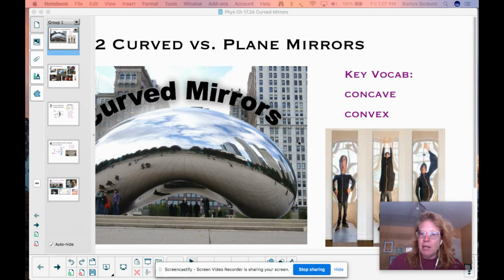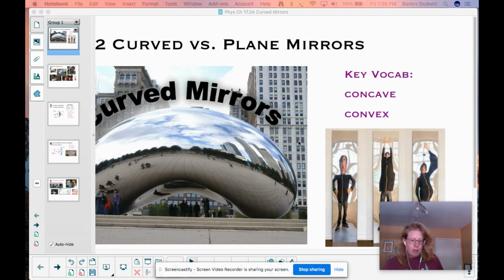So in this particular video, we're starting chapter 17.2. This is the part that has to do with curved mirrors. And I actually broke this chapter section down into three parts. So this is part A, there's part B and part C. That way I can keep them a little bit shorter. And each one of them focuses on a little bit of a different section. So this particular video is just an overview, introduction to some of the key vocabulary having to do with curved mirrors and the images that are formed by curved mirrors.